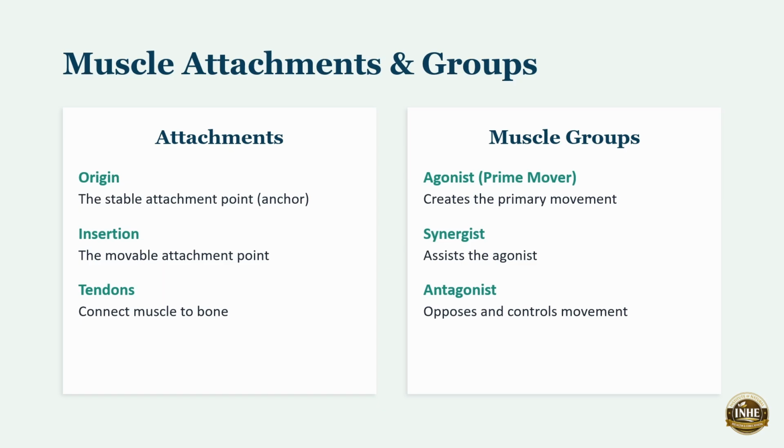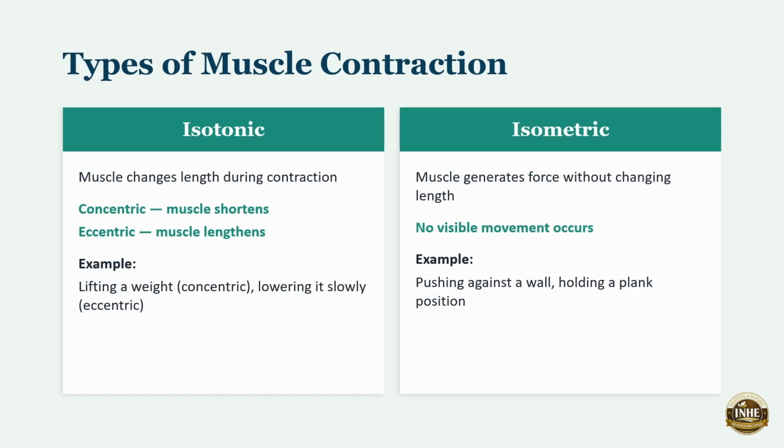Muscles also work in groups. Some muscles create movement, others assist, and some oppose the movement to control it. This balance is what allows movement to be smooth and coordinated instead of jerky or uncontrolled. When studying muscle contractions, focus on how muscles behave. Some contractions shorten the muscle and create movement, while others generate force without changing length. Both types are important in everyday activities.